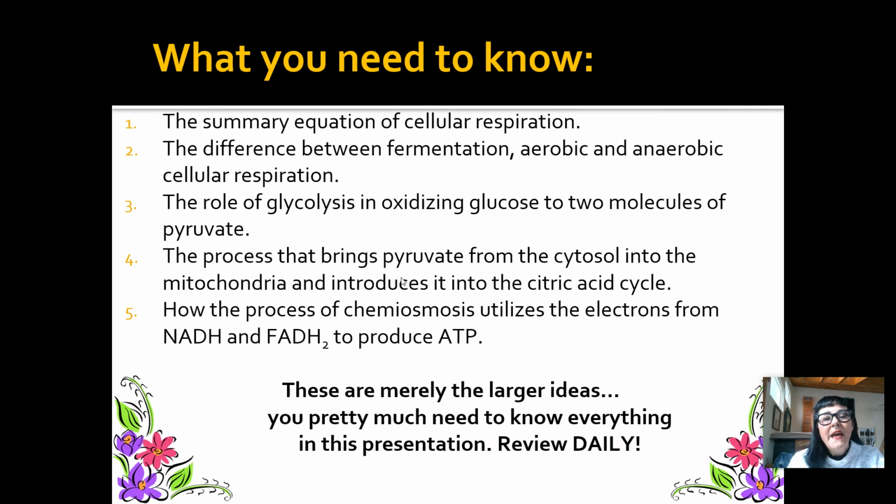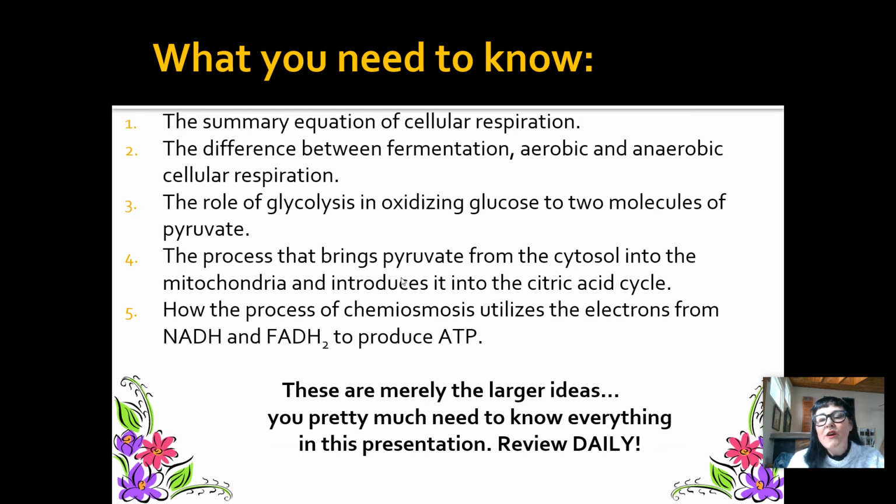as pyruvate. And then, of course, you want to know this process called the prep step that takes the pyruvate from the cytoplasm into the mitochondria and basically introduces it into the Krebs cycle, also known as the citric acid cycle. And then lastly, how chemiosmosis is going to use those electrons from our electron carriers, NADH and FADH2, to produce ATP via oxidative phosphorylation.